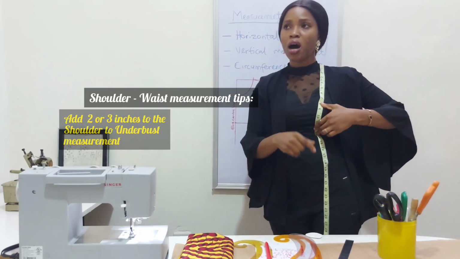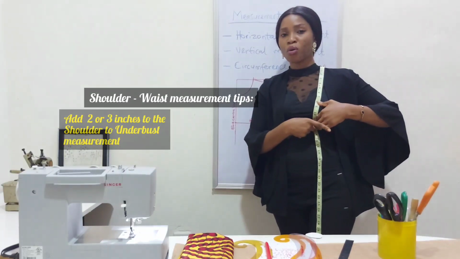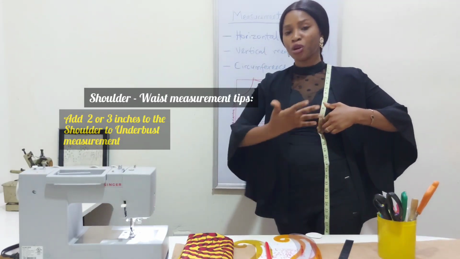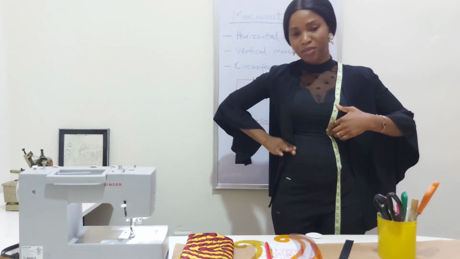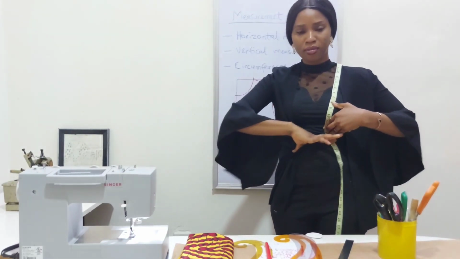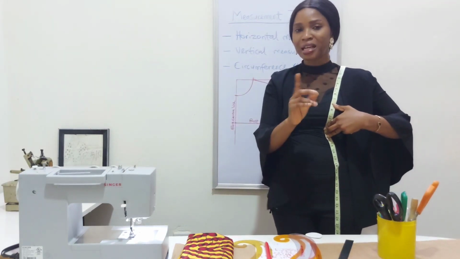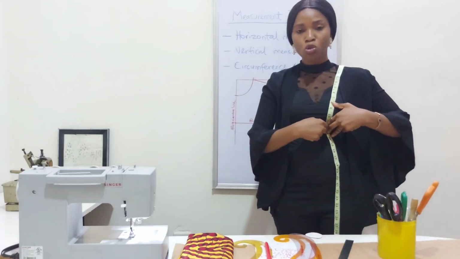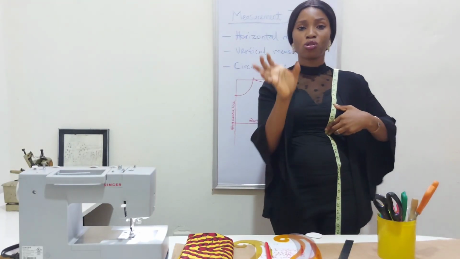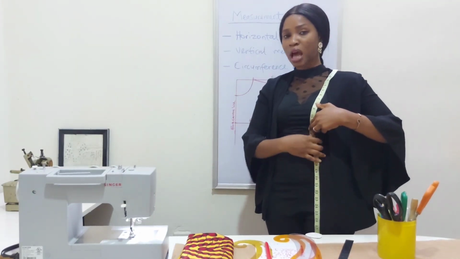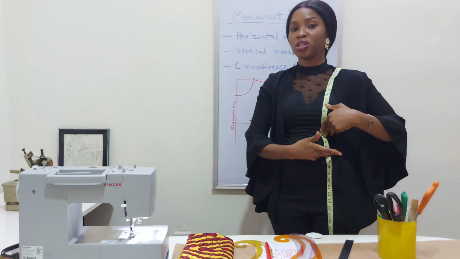So for such people, I would rather you just add 2 to 3 inches to the under bust measurement. For such people that have a protruded tummy or their waist is not obvious, for me, if I know this is my waist, I can make a line and know my waist is around here. But for someone that you cannot really identify where their waist is, just add 2 or 2.5 inches to that under bust measurement, 2 to 3 inches, depending on how you want that bodice to look. So if I add 2 inches to this under bust of 13, I'll be having 15.